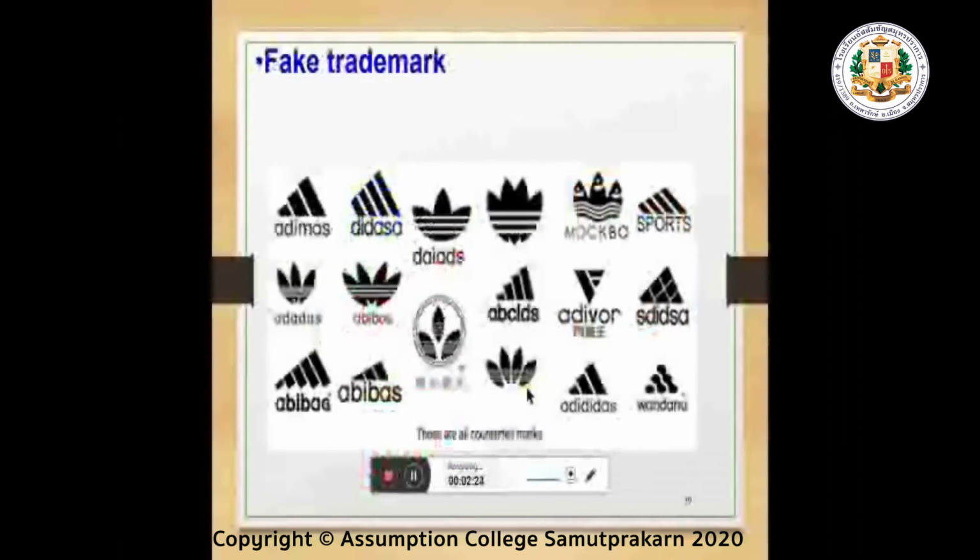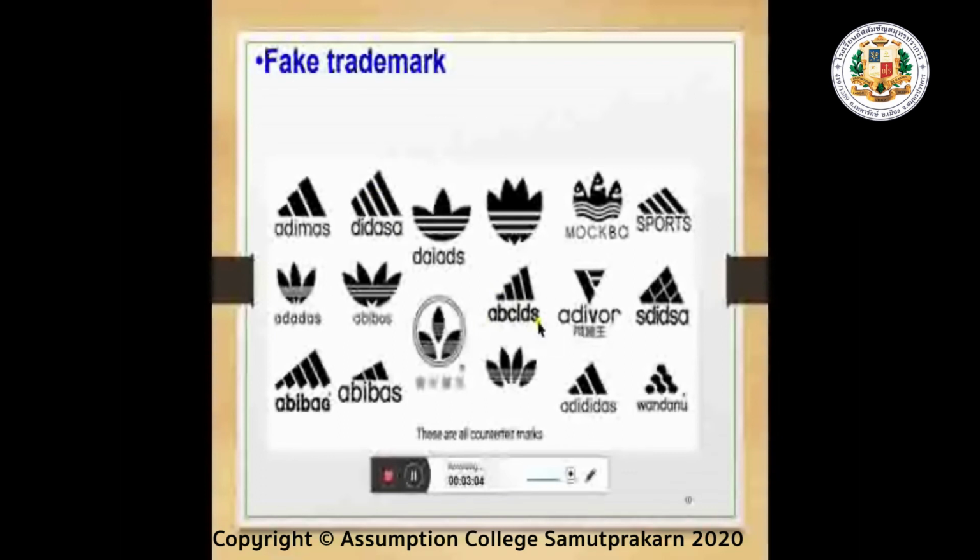And there you see some fake trademarks. These fake trademarks will copy the logo but change a little bit of the design or some characters, but it will trick the consumers or the people that it's the original brand. So here's an example, like Adidas. You will notice the design of the trademark is almost similar.